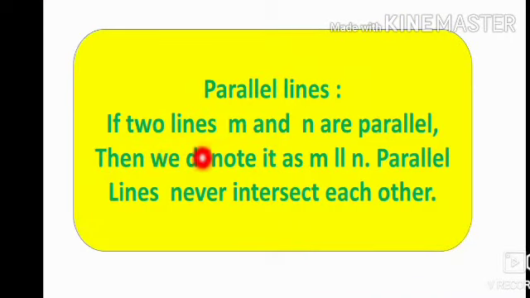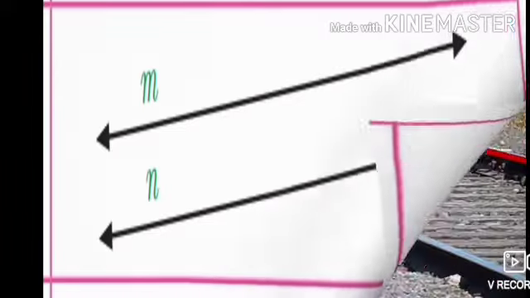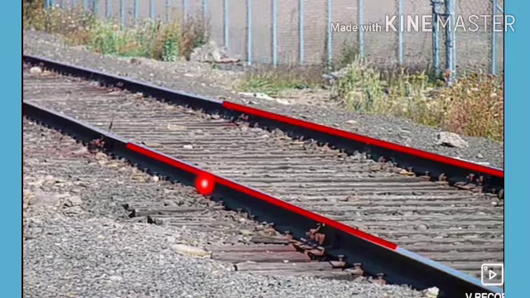Parallel lines. If two lines M and N are parallel, then we denote it as M parallel to N. Parallel lines never intersect each other. So, if two lines never intersect each other, then we can say that two lines are parallel to each other. Here, M and N are parallel lines because they never intersect each other. Students, here the two tracks of a train do not intersect each other. So, this is an example of parallel lines.